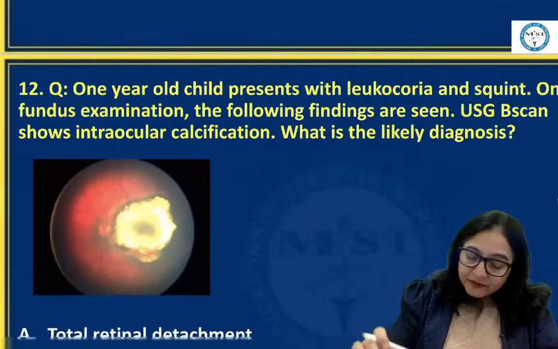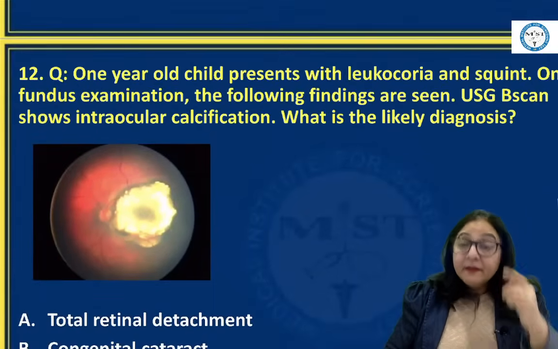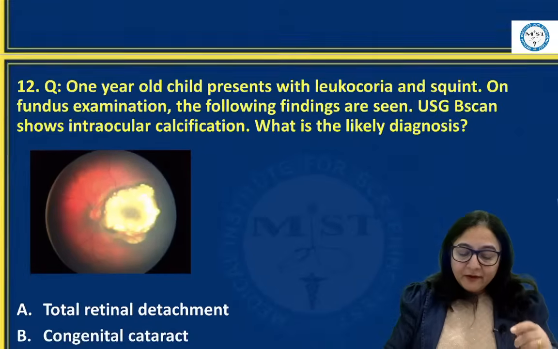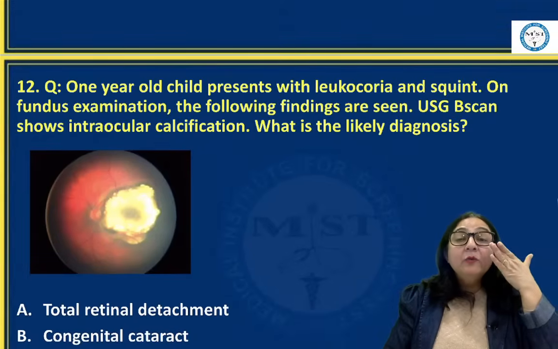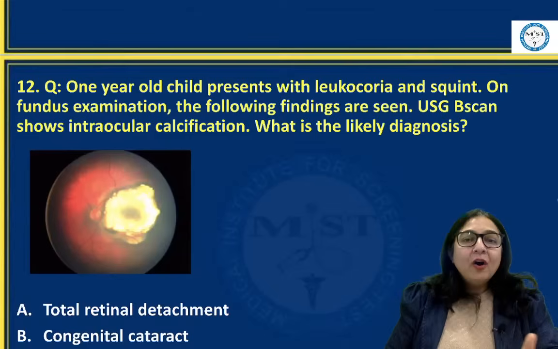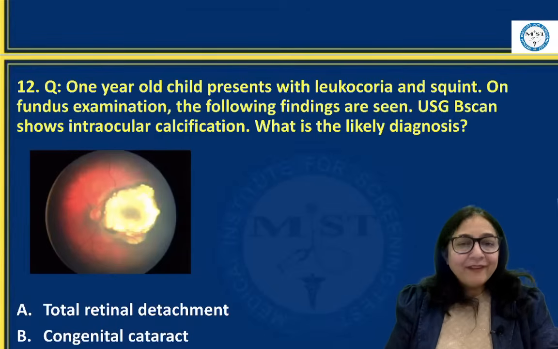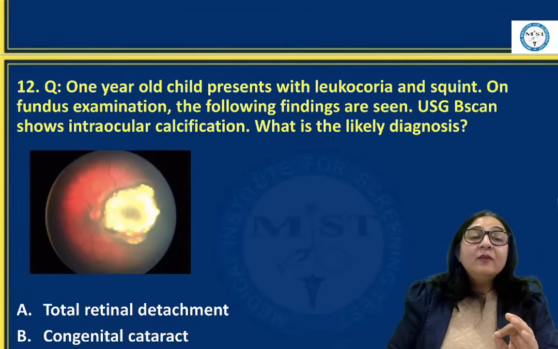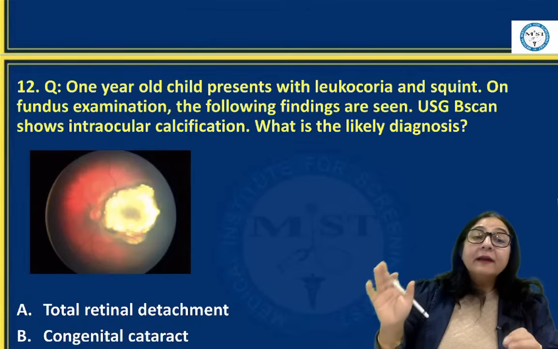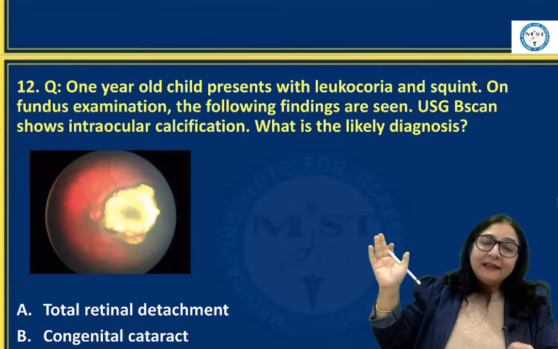Perfect. Moving to another question over here. A 1-year-old child presents with leukocoria and squint. On fundus examination, the following findings are seen. Ultrasound B scan shows intraocular calcification. What is the likely diagnosis?